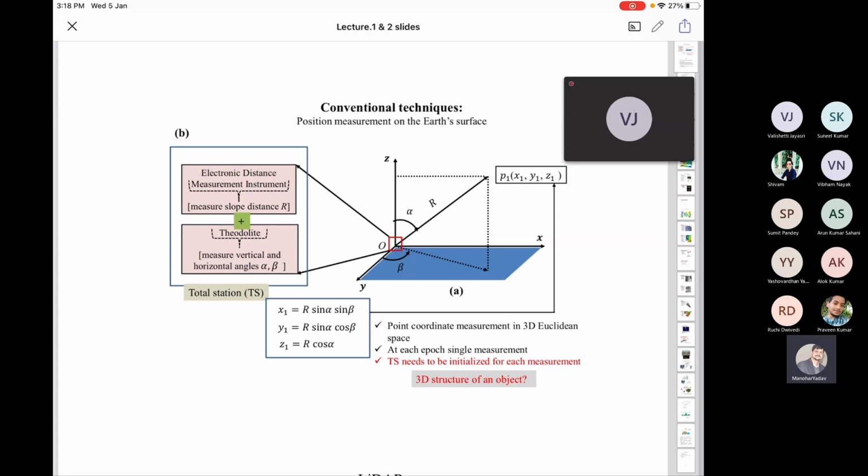So what you need to have? First you need to identify the various target points on the building facade, and you need to compute their coordinates for the modeling. Okay, and if you want to do it using a total station, can it be possible?